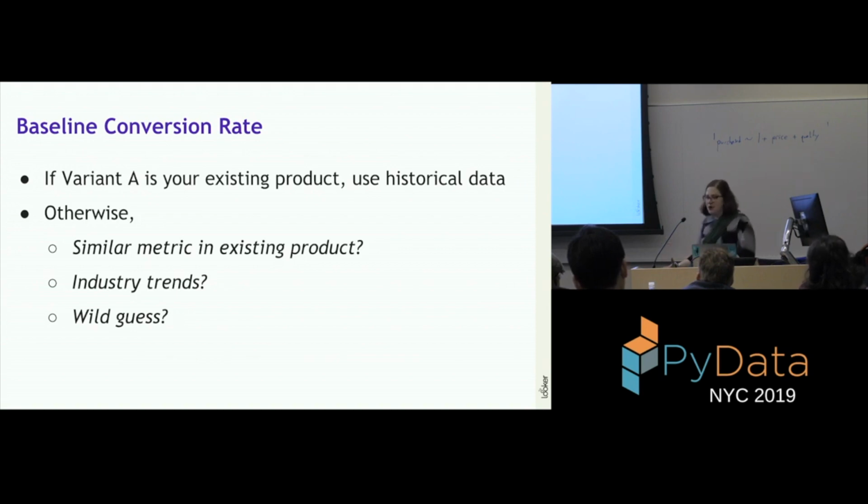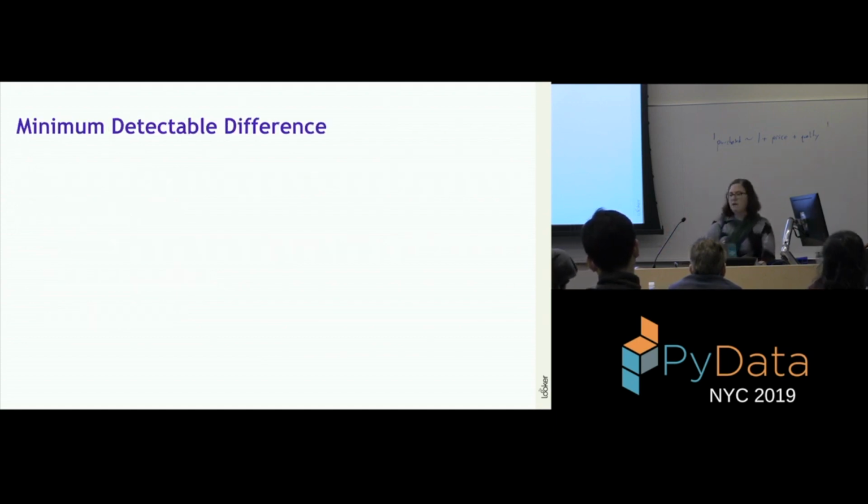Remember that the smaller your baseline rate is, the larger sample size you're going to need. So you want to err on the side of smaller to be sort of certain that you get a big enough sample size. Minimum detectable difference. This one's a pain in the neck.